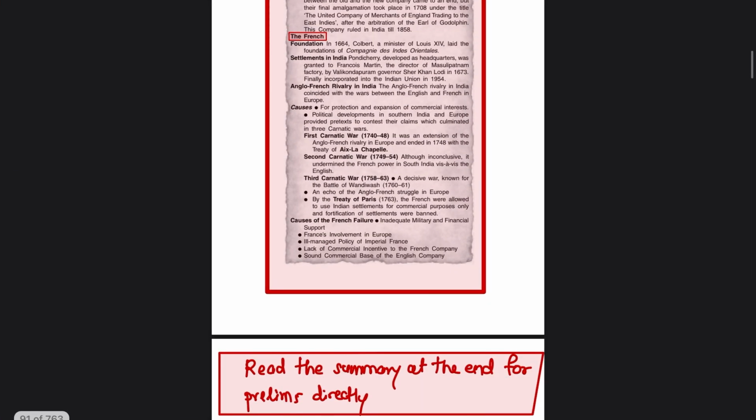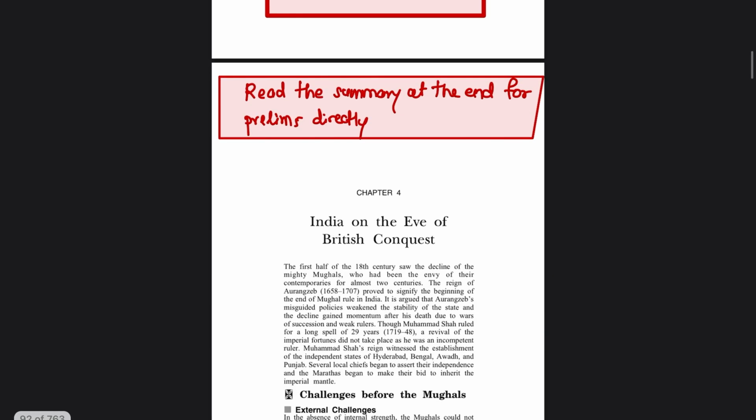I think reading this summary would suffice, because there's so much data in these 150 pages that it becomes almost next to impossible to remember. And even if you remember, the questions in the prelims will be so difficult that it becomes almost impossible, again I'm saying almost impossible, to mark the question correctly, right? So I think summaries would suffice.